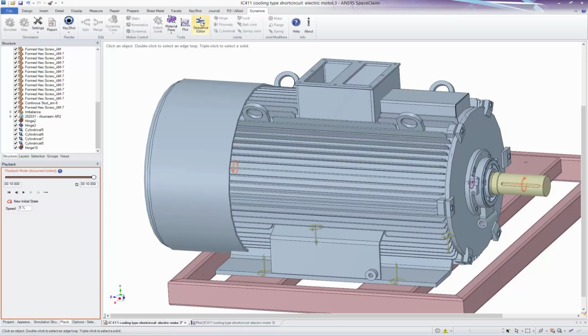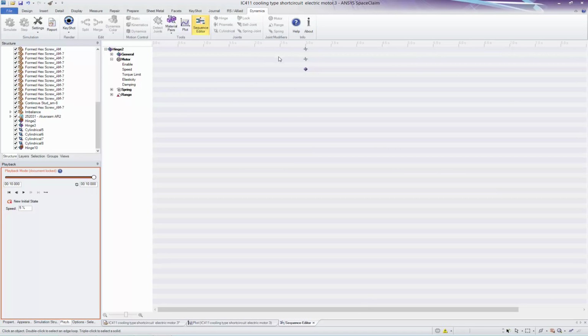This is done by using the sequence editor and simply postponing the activation of the motor torque until the motor is at rest.